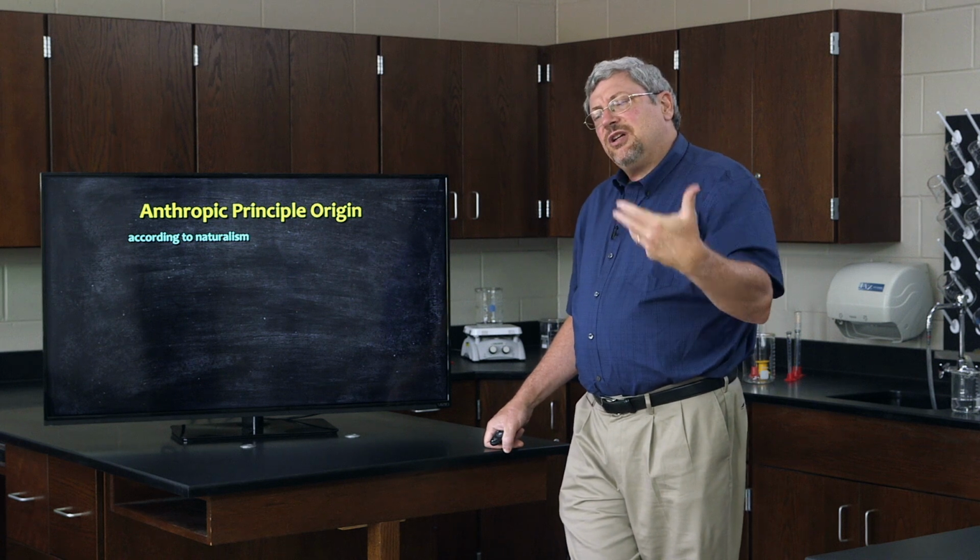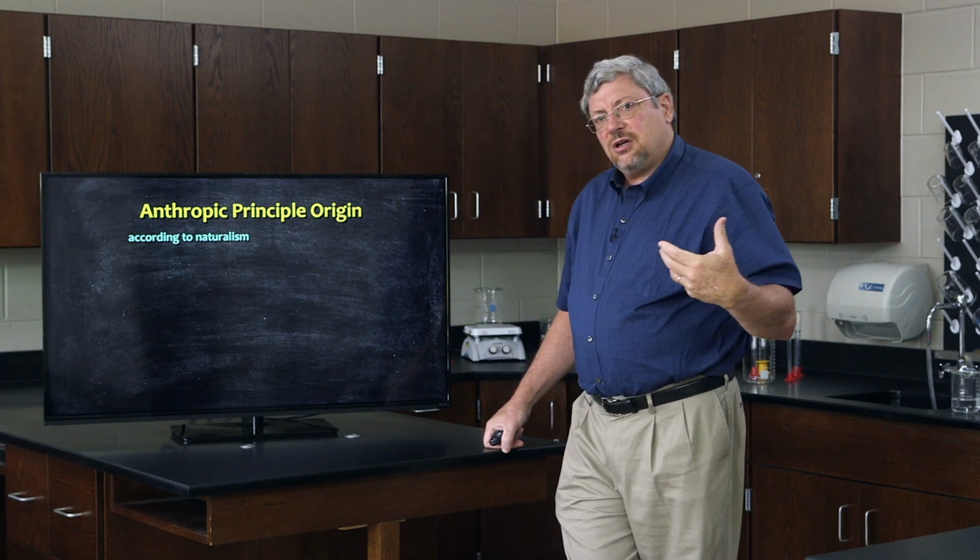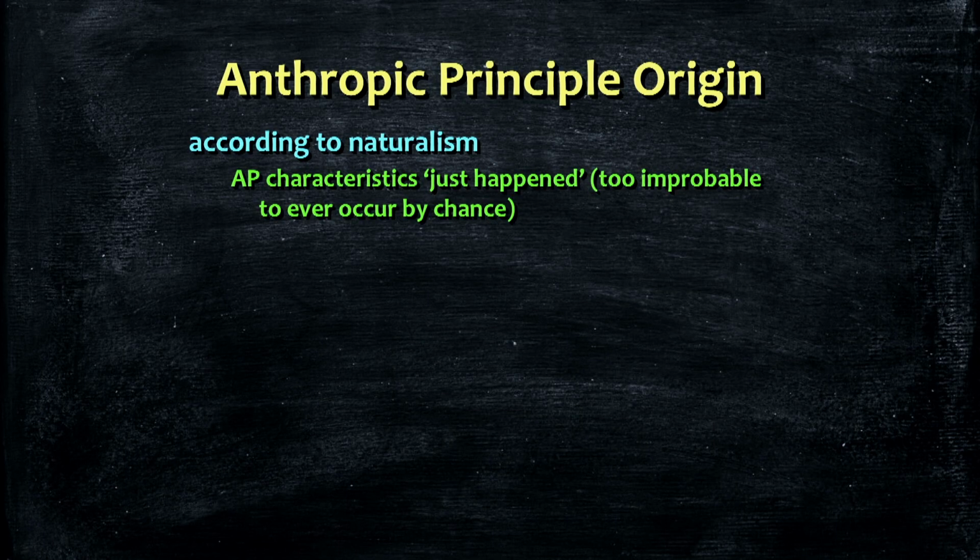First of all, if one is a naturalist, if you believe in naturalism, what do you do with these things? Well, in a naturalistic worldview, there's no creator to have designed the universe in such a way that it was designed for humans. So although the universe looks like it was designed for humans, the naturalist would say, no, it's not designed for humans. It might look that way, but it is not designed for humans.